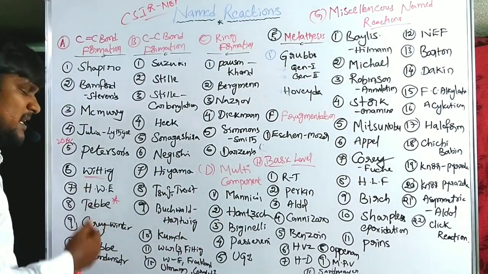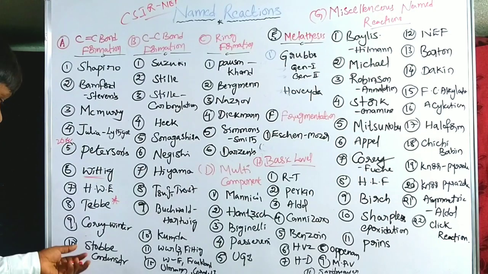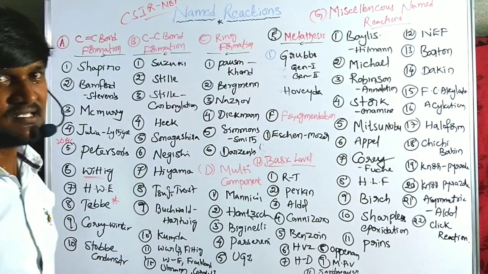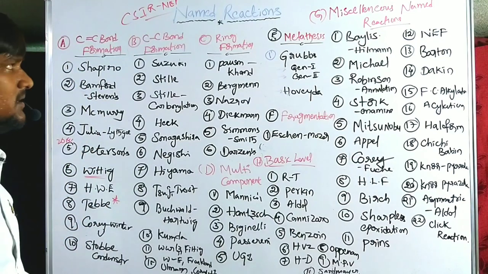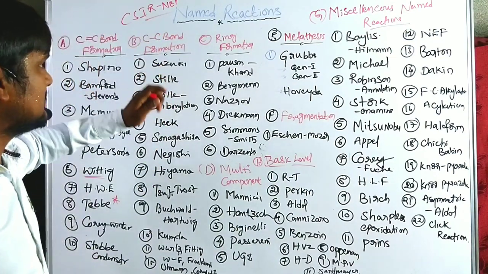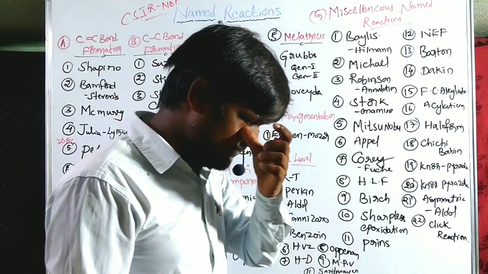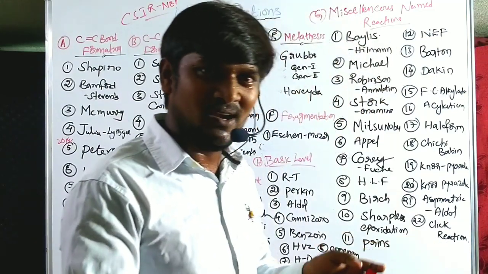Now it is a fragmentation reaction. The next one is the Stobbe condensation, which is a basic-level reaction, but we have to discuss it in the double bond formation reactions. Now the next category is the CC single bond formation reactions. So these are the Nobel award reactions.